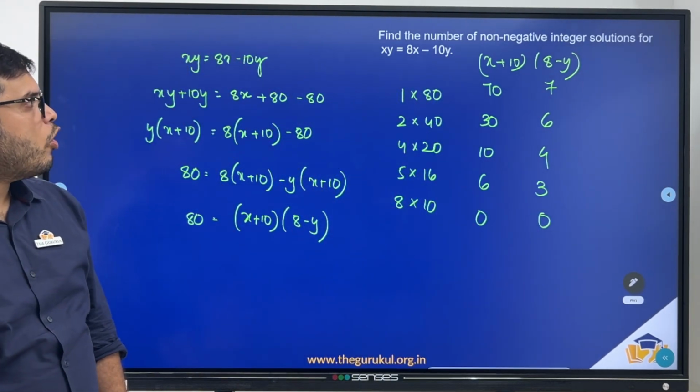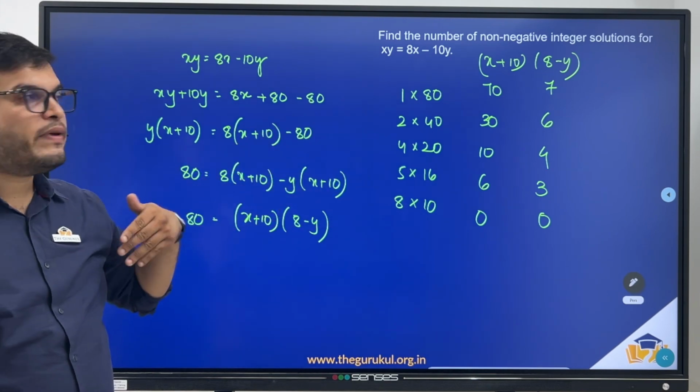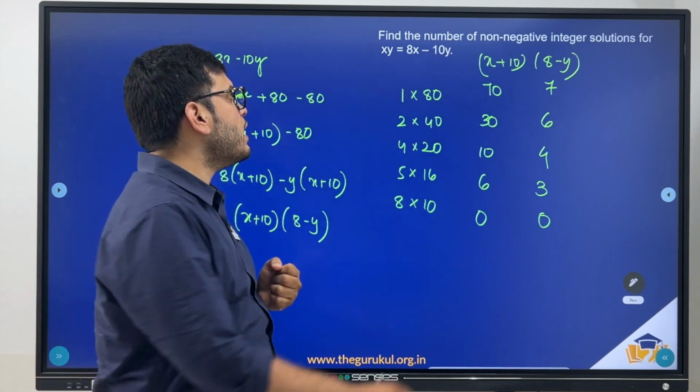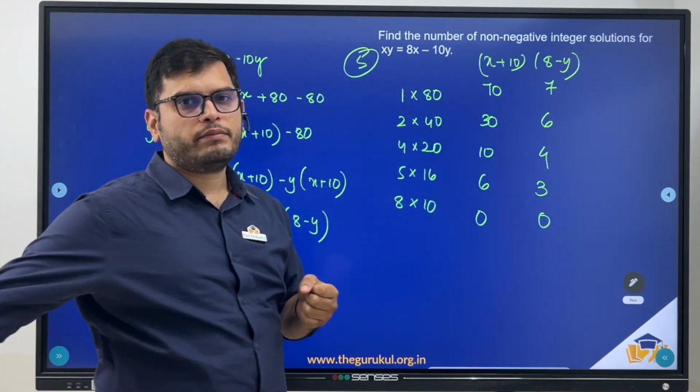So how many do you have? 5 solutions where x and y are non-negative integers for the given equation. So hence the answer for this question is 5.